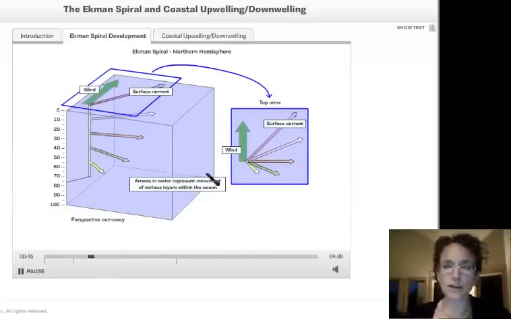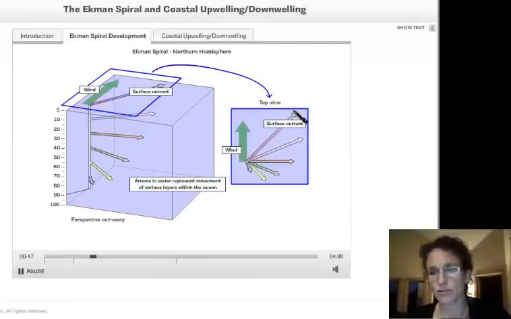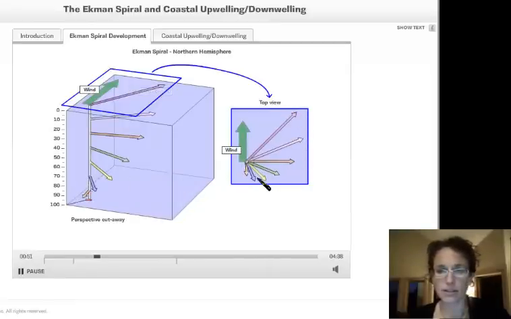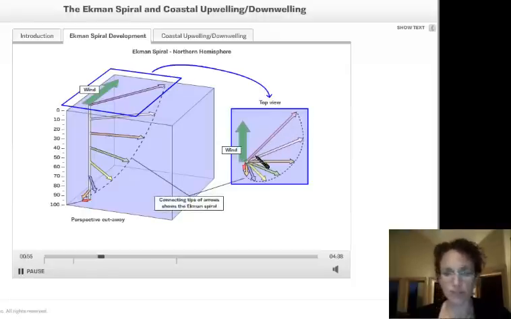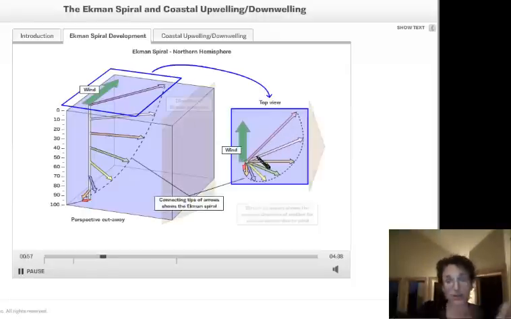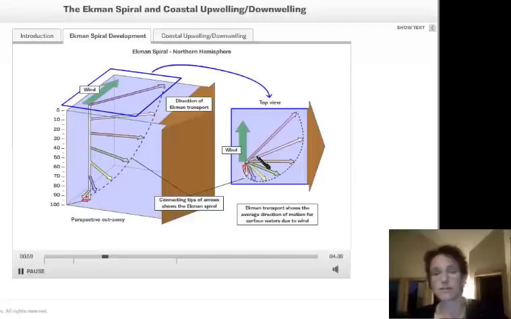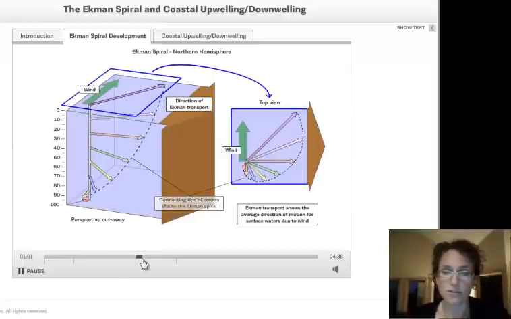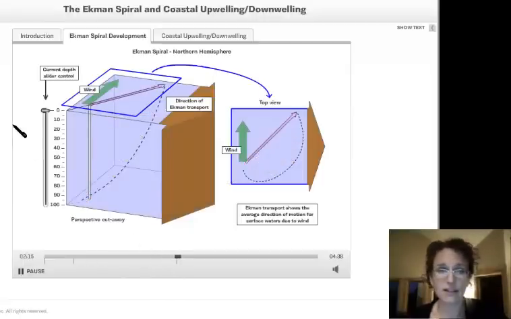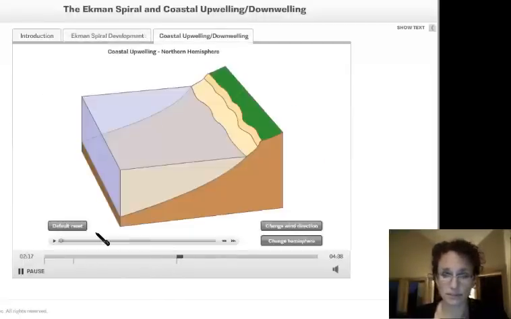So the reason that we call it the Ekman spiral is that if you traced the end of these arrows, it actually creates a shape like a spiral. So the magnitude of the velocity decreases as we go deeper, and the direction is forced more to the right with the Coriolis effect. So the net effect along a shoreline is in the northern hemisphere.